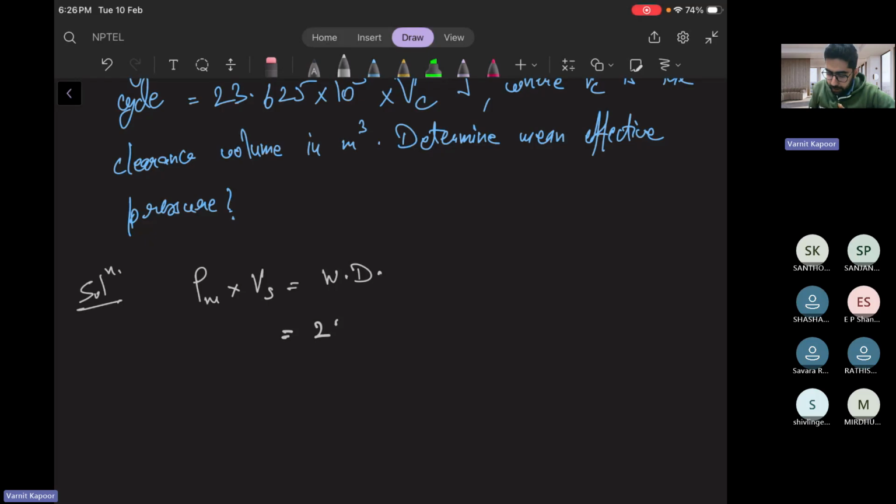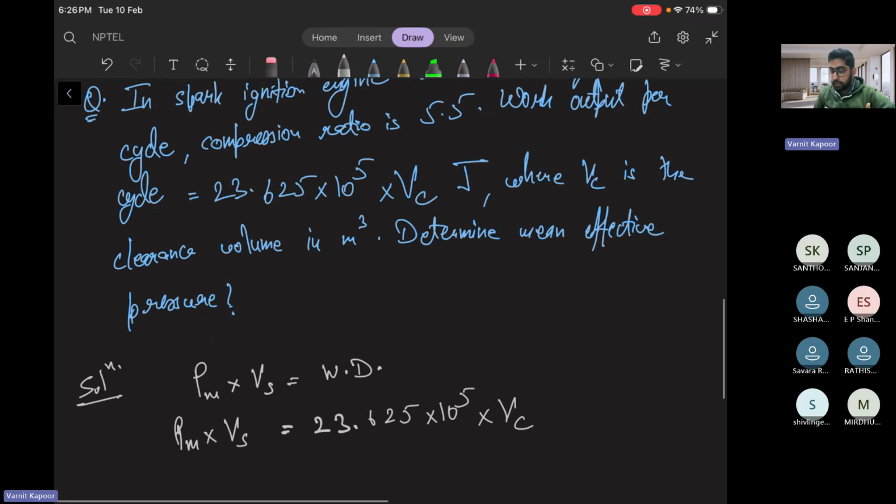So what is work done? 23.625 into 10 to the power of 5 into clearance volume. And here PM into swept volume. Do we know any relation between swept volume and clearance volume? Yes, it's the clearance ratio. But do we have a clearance ratio? No, we don't. We have a compression ratio. But can we get clearance ratio from a compression ratio? Yes, we can get that.